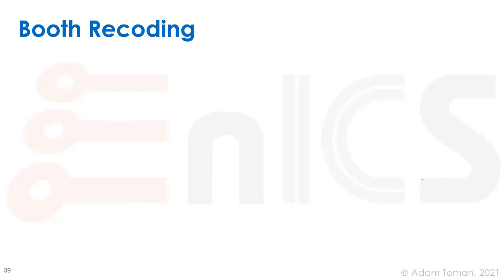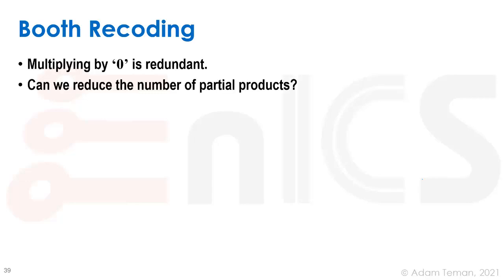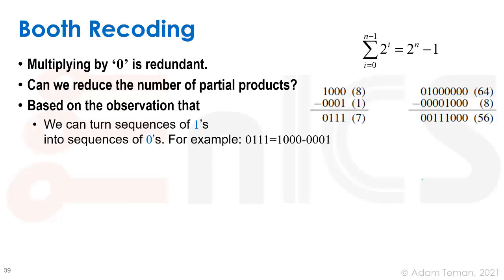So Booth paid attention to something like this, which I'm sure you've thought of as I showed you these slides: multiplying by zero is kind of redundant and ridiculous. If we know that we're multiplying by zero, we can just reduce the number of partial products. The problem is that we can't really do that because each of the multiplier bits can be zero or one. However, if we're using a serial multiplier, then if we see a zero, we can just skip it and go to the next one. And if we have many zeros, we can skip many of those and save a bunch of cycles.